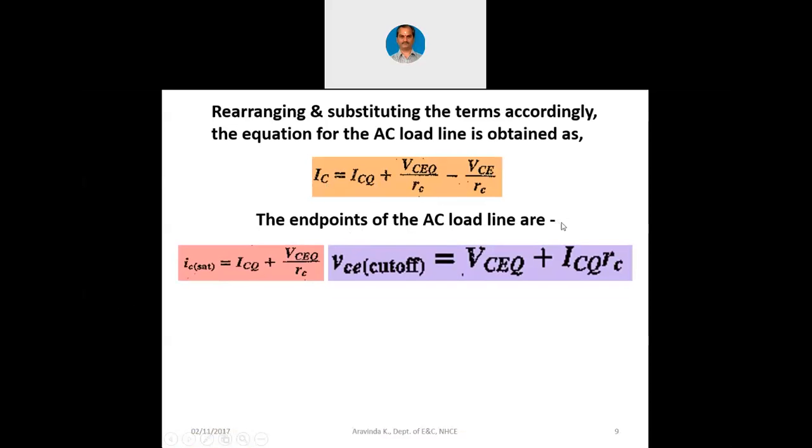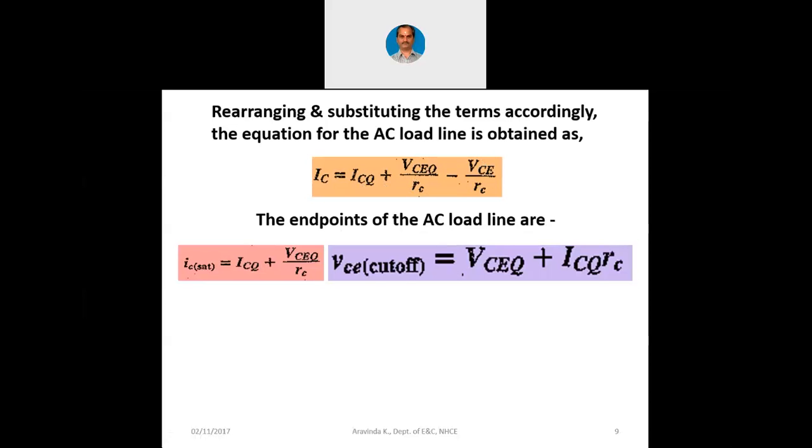So the endpoints of the AC load line are what now? IC sat is equal to ICQ plus VCQ by RC. How did we obtain this IC sat? That is because when a transistor saturates, then VCE is going to be 0, right? If the switch is completely on, then the VCE is going to be 0. So now IC sat is equal to, because this VCE is 0, ICQ plus VCQ divided by RC, only the first two terms in the RHS of the equation.